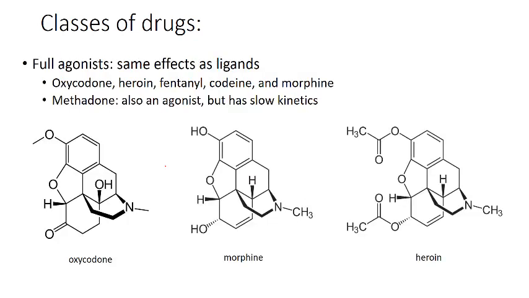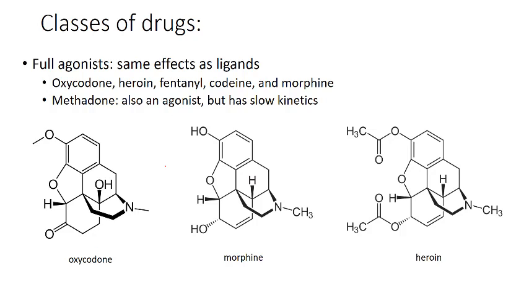Now we're going to move on to the classes of molecules that you can take with the intention of triggering the same responses as your native endomorphins. Agonists are molecules that bind to receptors and act like ligands, but they aren't actually the ligand. You've probably heard of many of these bad boys before. For the mu opioid receptor, agonists include oxycodone, morphine, heroin, codeine, and fentanyl, among others.